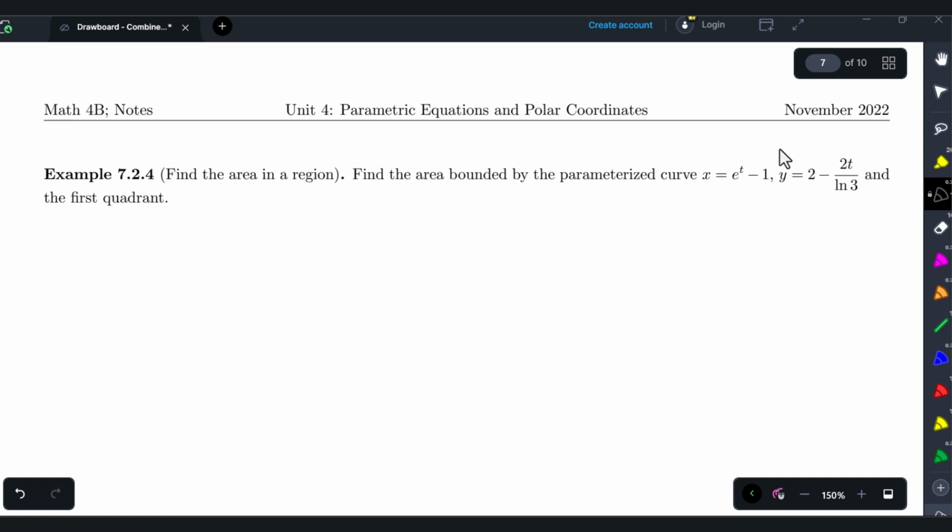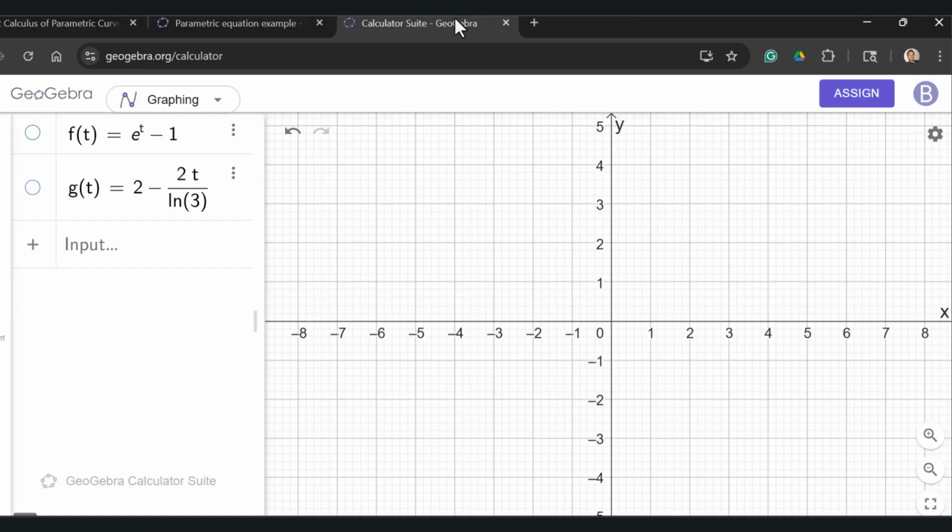Let's take a look at this example over here, where our x is defined by this function, our y is defined by this function, and we're trying to find the area of the region cut off within the first quadrant. The first step is to graph the region. In order to save time, it's fair to plug these functions into something like GeoGebra and have it graph the curve for you.